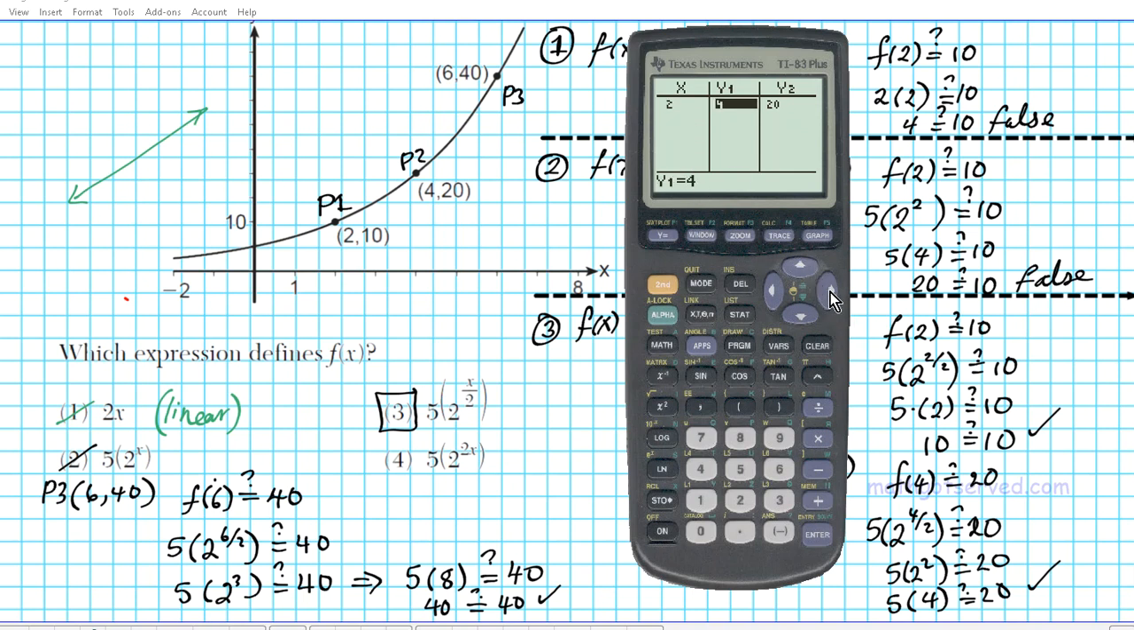For the first one, I got 4, which is wrong. Second one is 20, which is wrong. Third one is 10. Bam, that's the correct answer. So we can automatically see that that's the correct one right there.